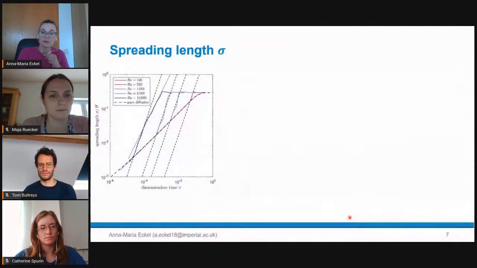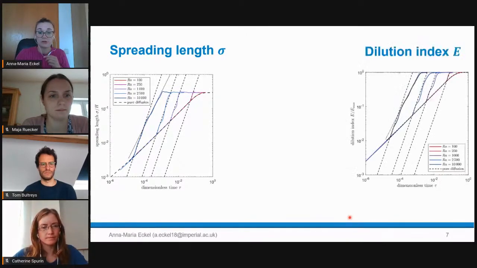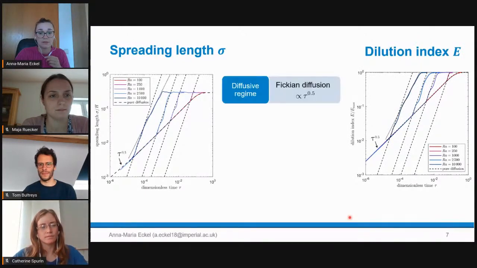The vertical spread of the plumes is characterized by the spreading length sigma and is plotted on the left. To express the temporal dilution state, we define the dilution index E on the right. At early times, the spreading length and the dilution index both grow with a power law scaling of 0.5, which is associated with a typical Fickian diffusion process.